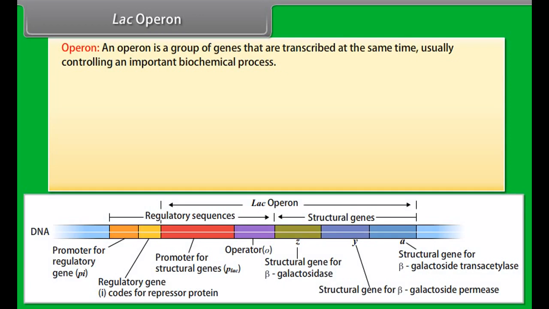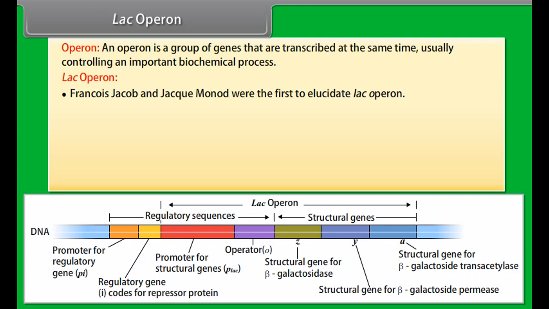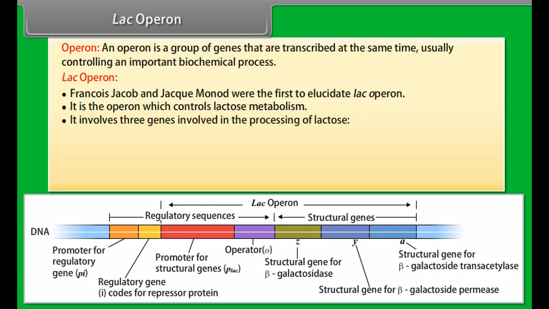LAC operon. An operon is a group of genes that are transcribed at the same time, usually controlling an important biochemical process. Francois Jacob and Jacques Monod were the first to elucidate the LAC operon. It is the operon which controls lactose metabolism. It involves 3 genes involved in the processing of lactose.